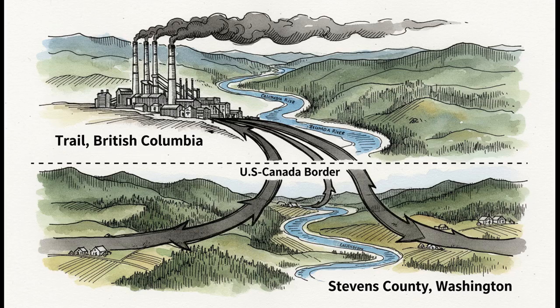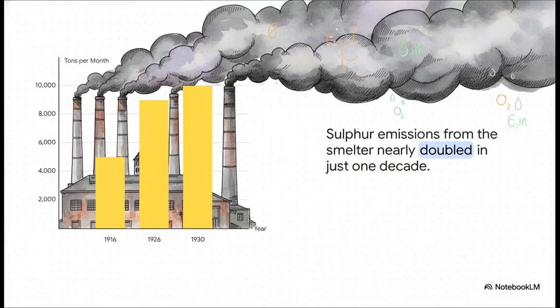Now, that valley isn't just a pretty landscape. It acts like a natural chimney, a funnel, sucking those emissions and channeling them straight south, right across the border into Washington state. And the problem really blew up in the mid-1920s. The smelter expanded, built bigger smokestacks, and, well, look at the results. The sulfur emissions basically doubled in 10 years. By 1930, we're talking about 10,000 tons of sulfur every single month. That's something like 300 to 350 tons of the stuff pouring into the atmosphere every single day.